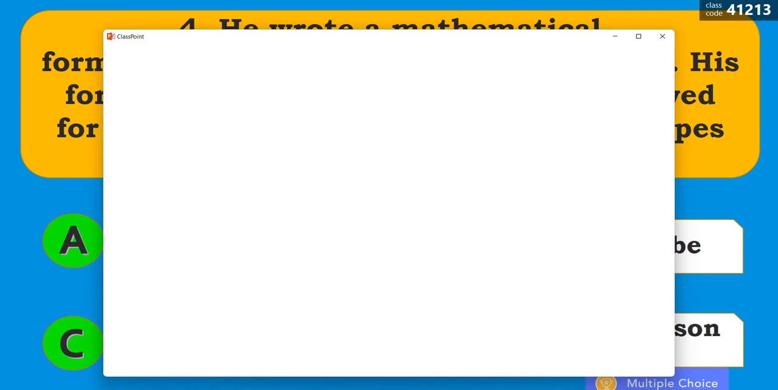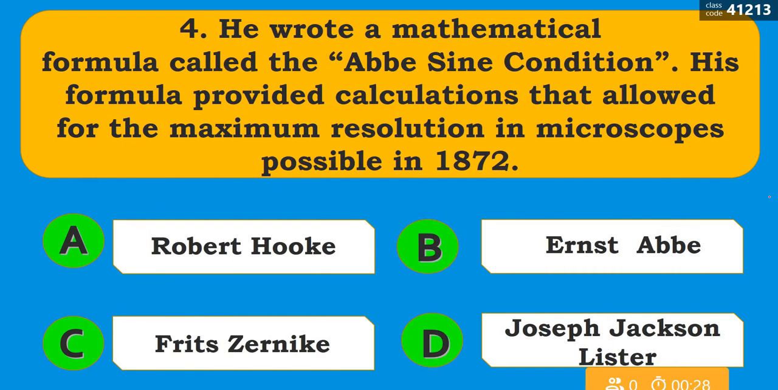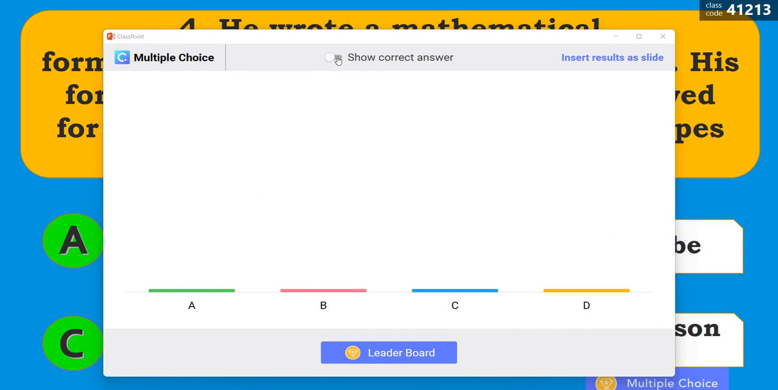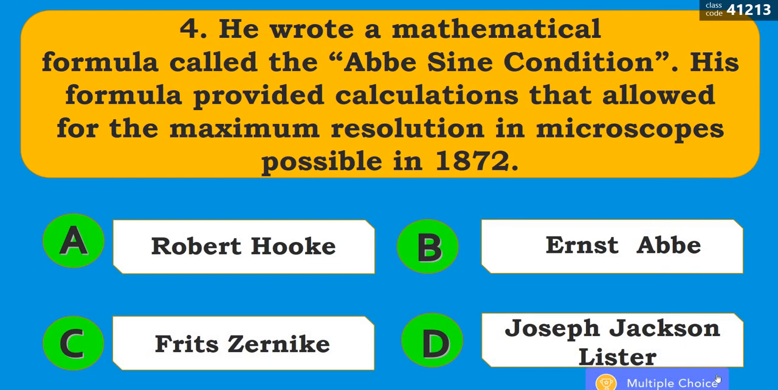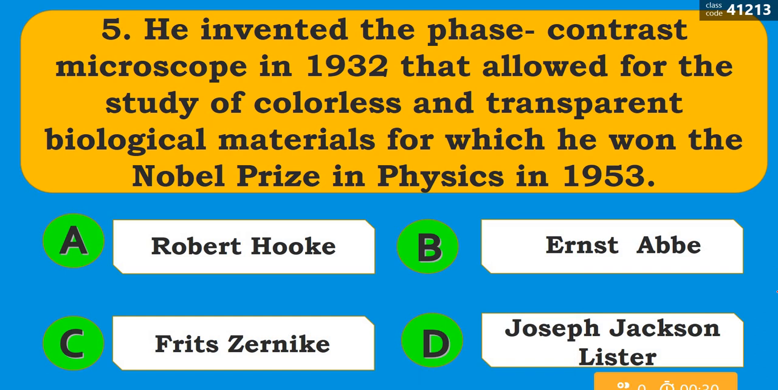Let's move on with question number 4. He wrote a mathematical formula called the Abbe condition. His formula provided calculations that allowed for the maximum resolution possible in microscopes in 1872. Is it A, Robert Hooke, B, Ernst Abbe, C, Fritz Zernike, or D, Joseph Jackson Lister? Go. Okay, let's show the correct answer. The correct answer is letter B, it's Ernst Abbe.